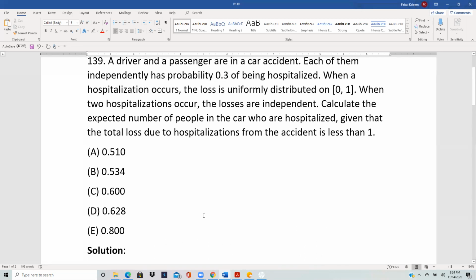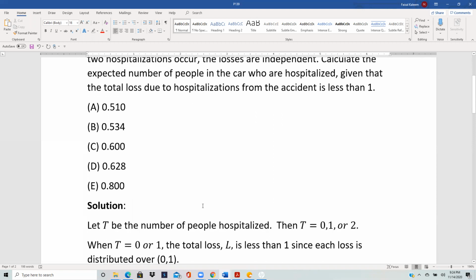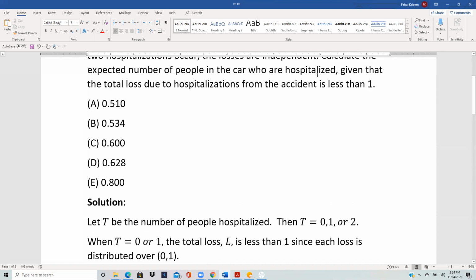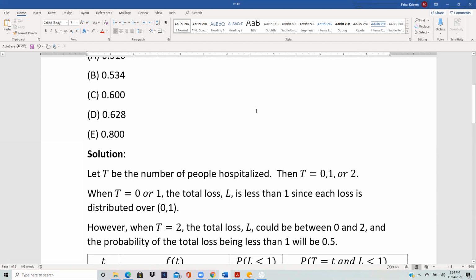And loss is only occurring when you're hospitalized, and T is the number who are hospitalized. So when T is 0, there is no loss, and so loss is less than 1. We care about the loss being less than 1 because that's the given condition. So when T is 1, again the loss is less than 1 because loss is uniformly distributed from 0 to 1. So it cannot go outside the 0 to 1 range. So again it will be less than 1.